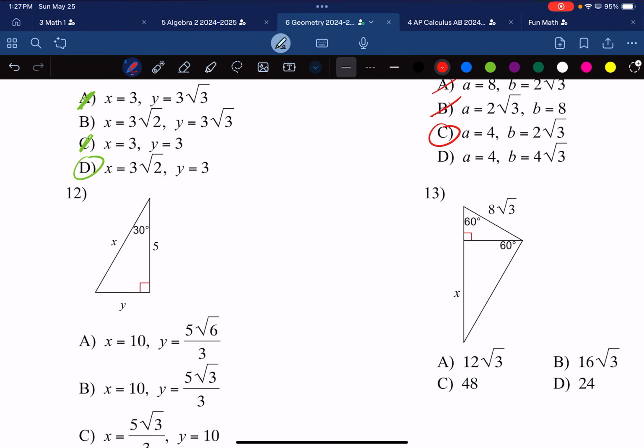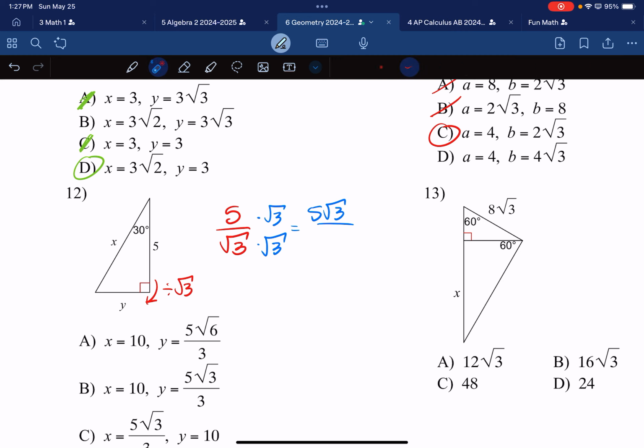What about number 12? Well, I know normally to get from here to here, I would be multiplying by the square root of 3, but I'm going the opposite direction. I'm getting to something smaller, so I'm going to be dividing by the square root of 3. When I divide by the square root of 3, weird things happen. 5 divided by the square root of 3. You can't have square root of 3 in the denominator because someone said so, not me, and therefore we're going to get rid of it by multiplying by the square root of 3. This is going to be 5 root 3 on the top, and then on the bottom I'm going to have the square root of 9, and the square root of 9 is just 3. So 5 root 3 over 3 is going to be what we want for y.